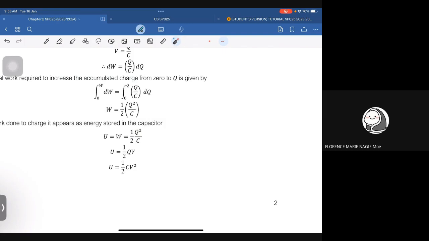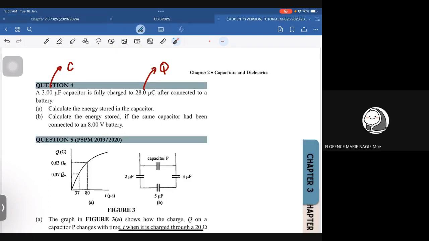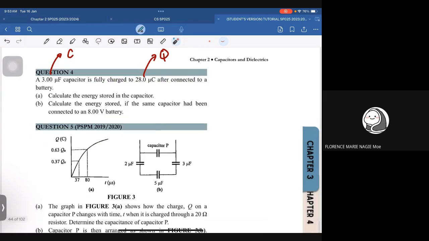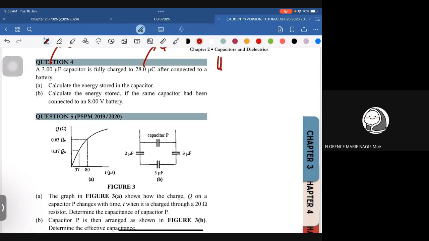Simbol dia adalah U lah. Okay, so kalau dia minta energy stored, kamu boleh guna either this atau this one. So it depends on what information yang available lah. So sekarang ni information apa kita ada? Kita ada C, kita ada Q. So kalau kita ada C dengan Q, kita boleh guna the first one here. Okay, so dari situ kita guna U is equal to half Q square over C.